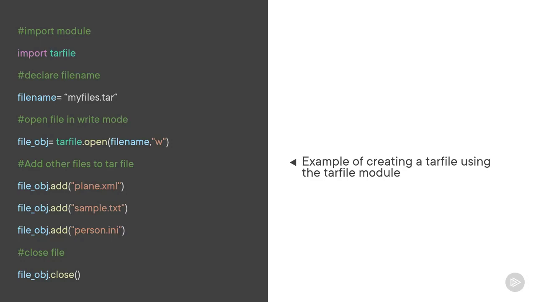When we're done with that, our code is going to use the close method to close the file out. And that wraps up, at a high level, using the tar file module in Python, what it is, and some examples of how to work with it.